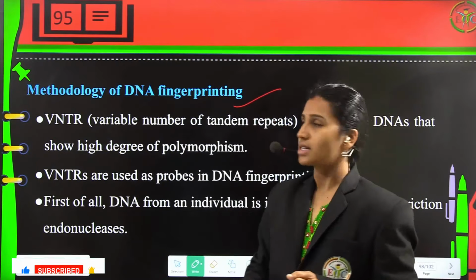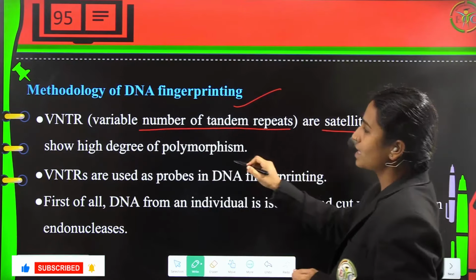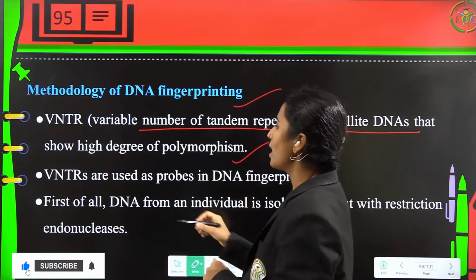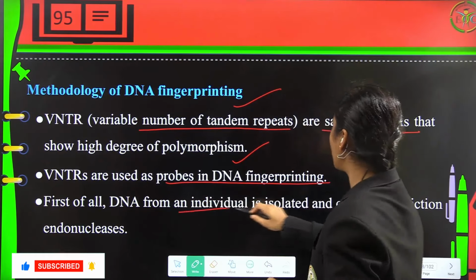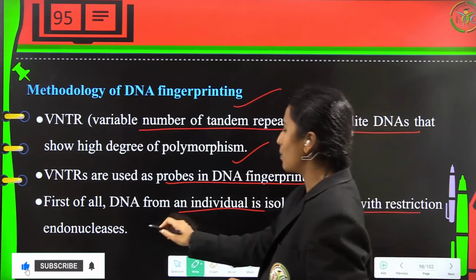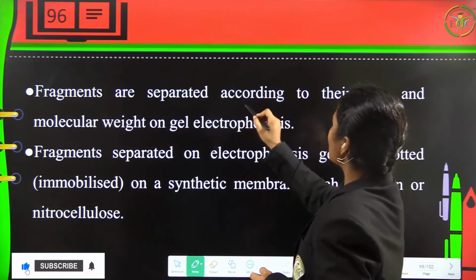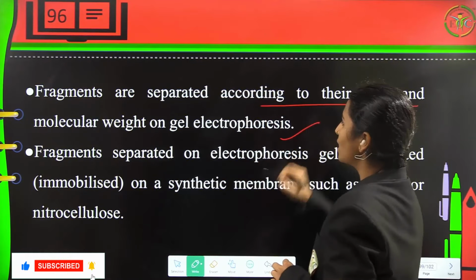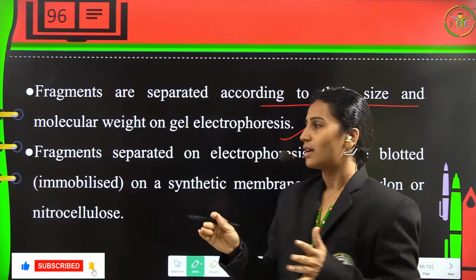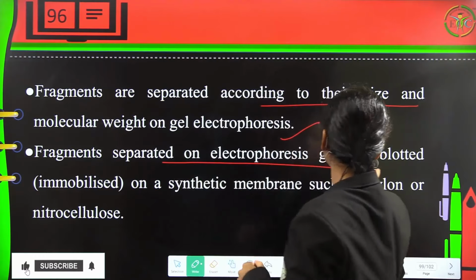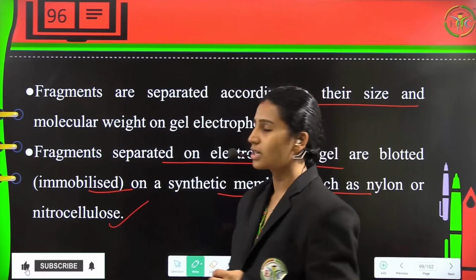Now coming to the methodology. VNTR, which is variable number of tandem repeats, are satellite DNAs which show a high degree of polymorphism, and VNTRs are used as probes in DNA fingerprinting. First of all, DNA from an individual is isolated and then cut with the help of RENs. Fragments are separated according to size and molecular weight on gel electrophoresis. There are various gel electrophoresis tanks which are used, and fragments separated on the electrophoresis gel are blotted onto a synthetic membrane such as nylon or nitrocellulose membrane.